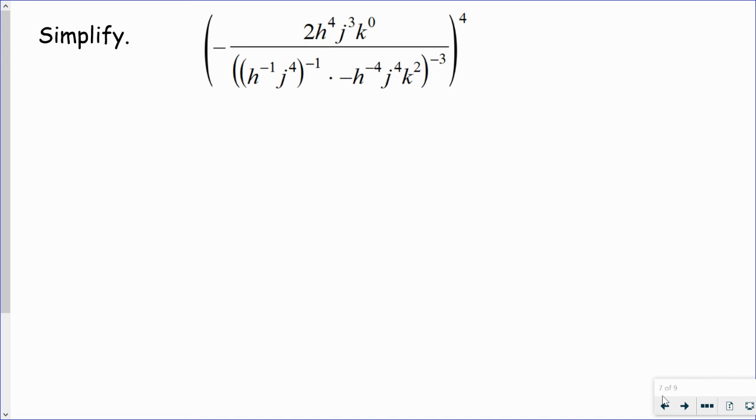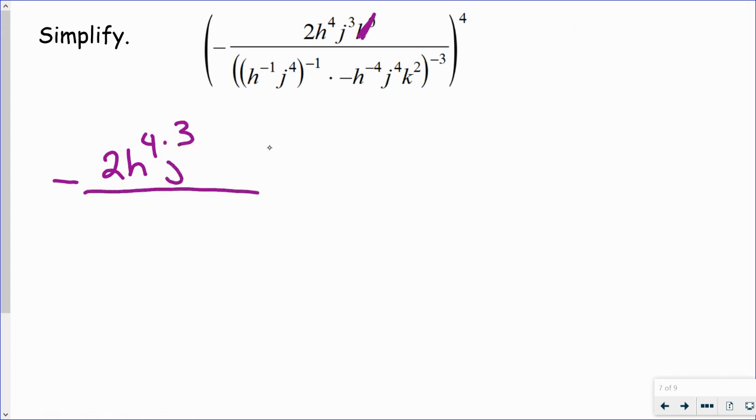Holy moly, here we go. Here comes the fun stuff. Now, think to yourself, can I do anything to the top right away? Yep. Can I do anything to the bottom? Okay, so let's do what I can. So I'm going to bring this negative. Now, this is 2h to the 4th, j to the 3rd.